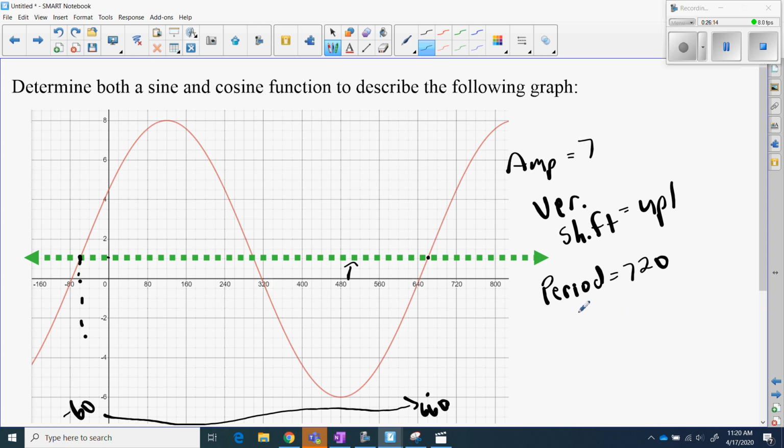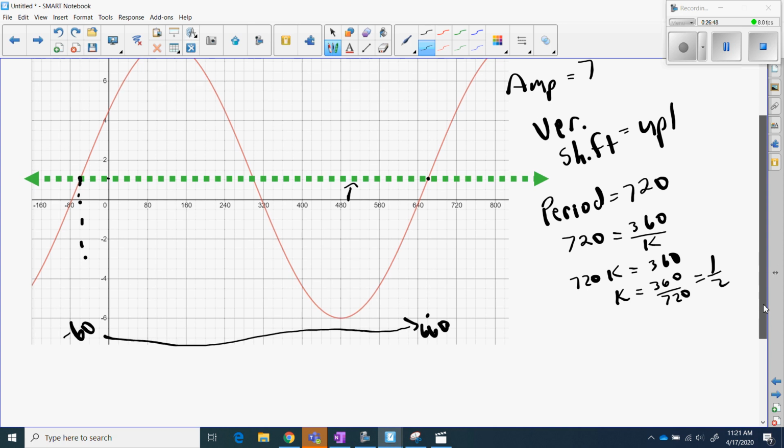So what K value is that going to give me? I can tell by looking at it because it's double what it normally is, which means the K value must have been a half. Anyway, I'll show you how to calculate it. The period always equals 360 divided by K. Multiply both sides by K. 720K equals 360. K has got to be 360 over 720, which is equal to the fraction 1/2. So we've got our K value. We're pretty much ready to go. Again, it's just up to our phase shifts now.